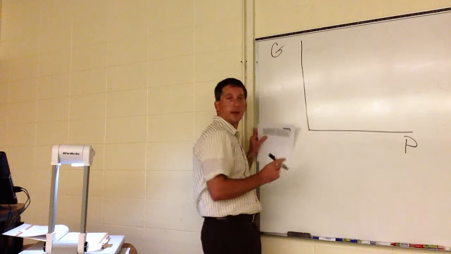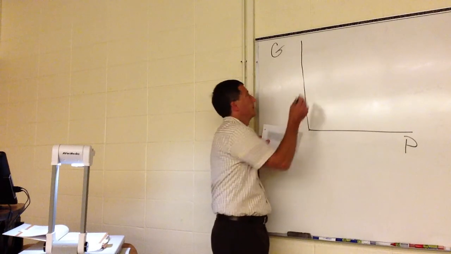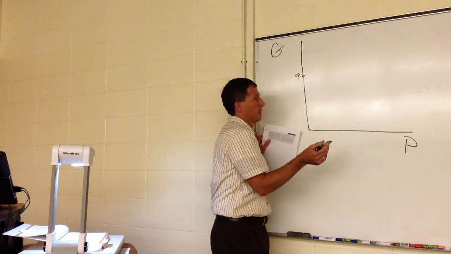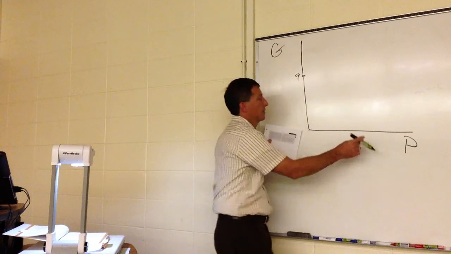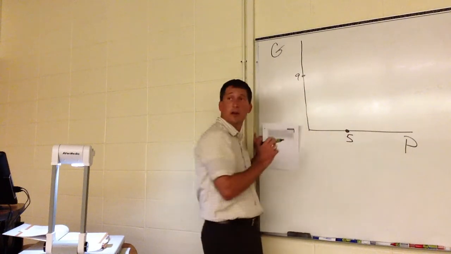Okay, help me out here. What is this thing looking like? What's our intercept for green fees? 9. And what's pancake mix on the first, 5? Okay.